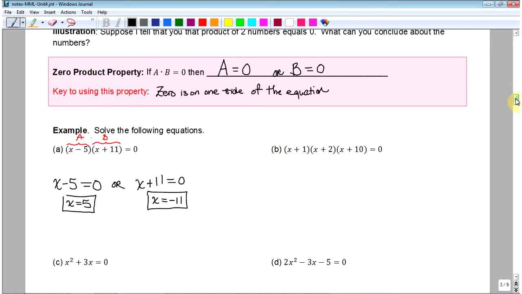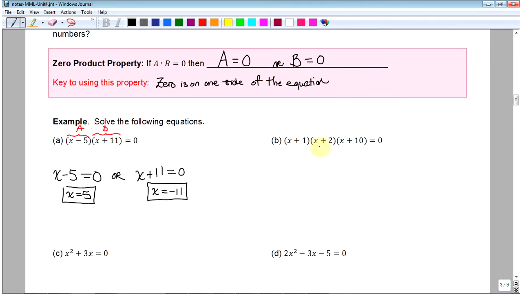Okay, moving on to part B. Okay, I see I have a product of three things equal to 0. Well, it doesn't matter how many we have. If my product equals 0, that means at least one of them must be 0. So I take each of my factors and set it equal to 0. So I know x plus 1 equals 0, or x plus 2 equals 0, or x plus 10 is equal to 0. And now I solve my resulting equations.